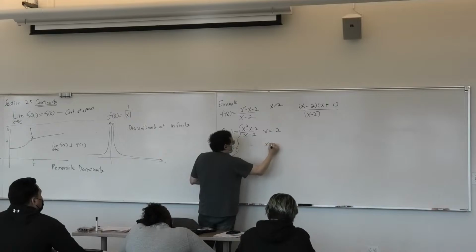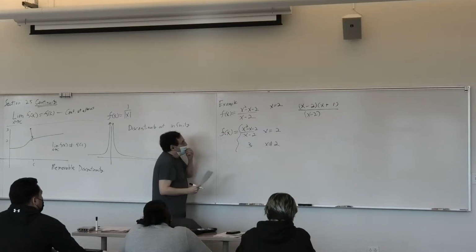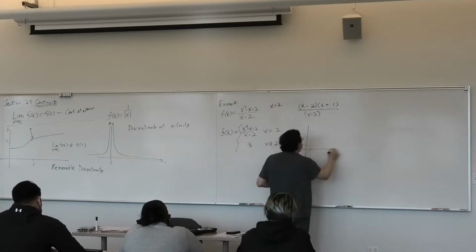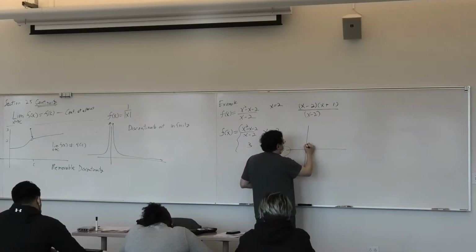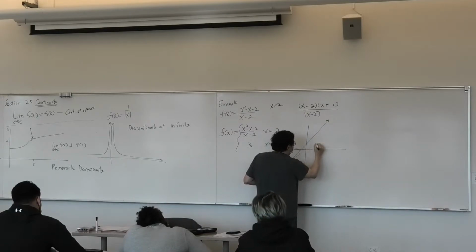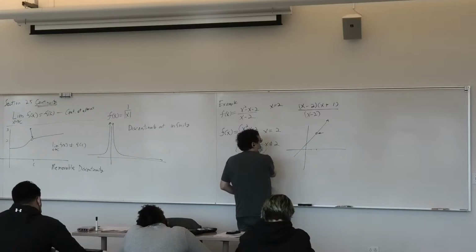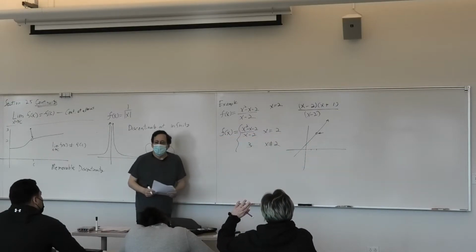So for x not equal to 2, what do we want this to be? We want it to be equal to 3. Okay. This function looks like x plus 1, except that 2 has got a hole in it, and we just fill it in. We just say it's 3 at x equals 2, and now we have a continuous function.